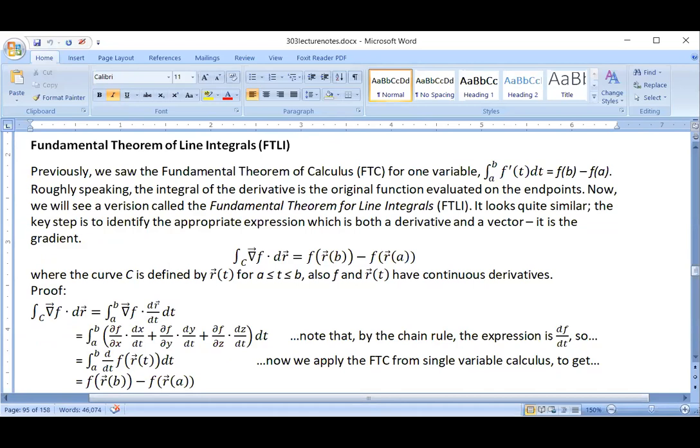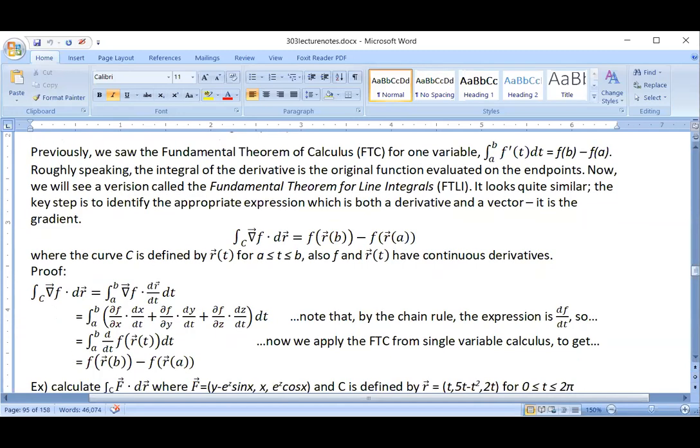Okay. So that's the fundamental theorem of line integrals. That's where it comes from. Here's a nice little proof, but let's get into doing a problem. So let's use it.